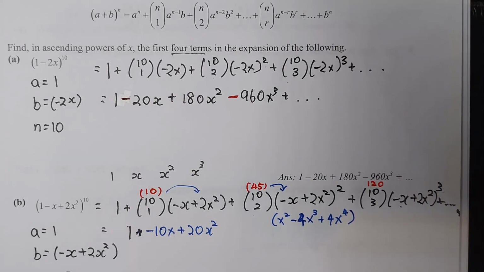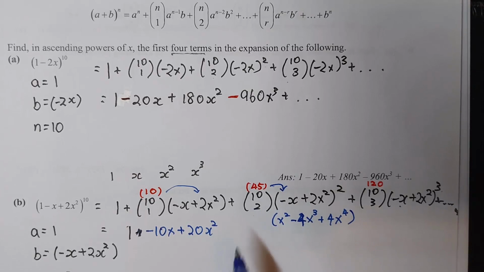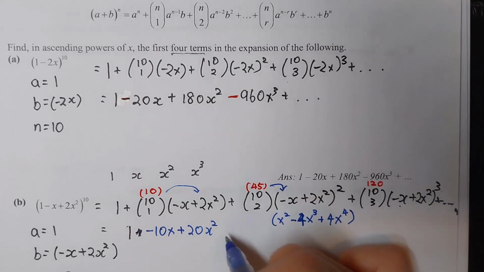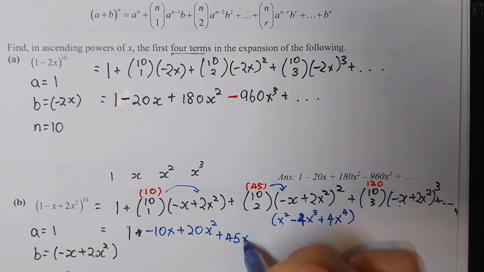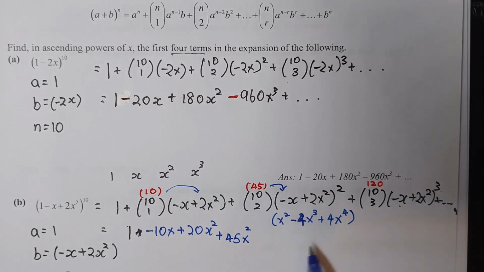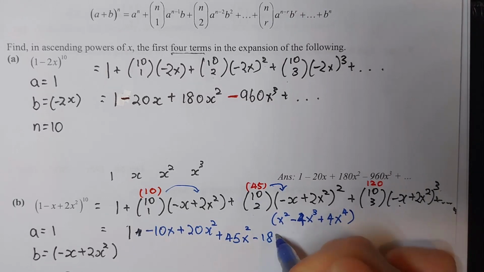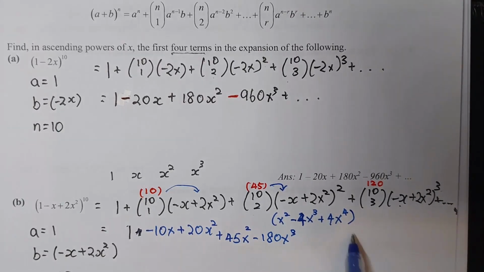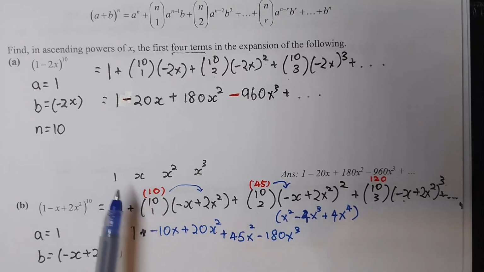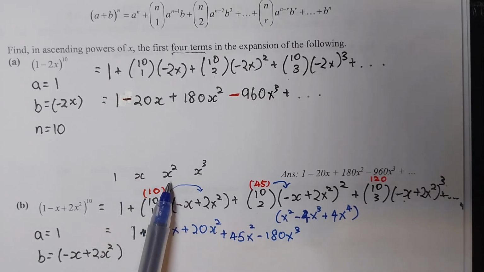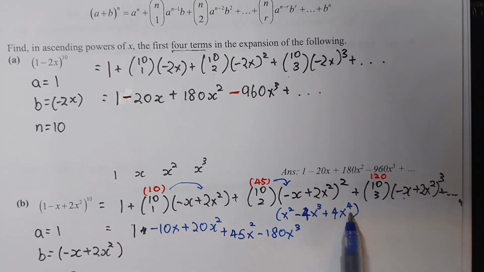So now let's expand this. We will have 45x squared and 45 multiplied by 4 is 180. So we have minus 180 x cubed. We are not interested in the power 4 because we only need the first 4 terms, which is the constant, the x term, the x squared term, and the x cubed term. So let's ignore this term.